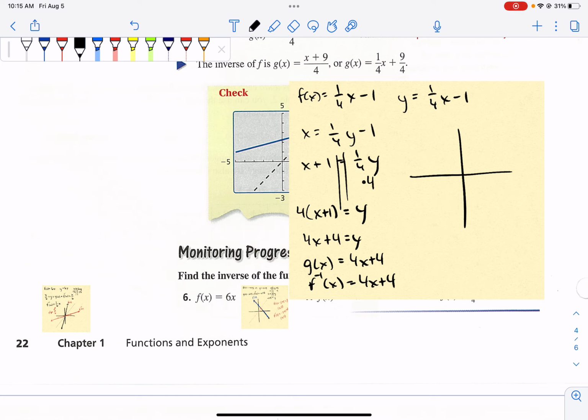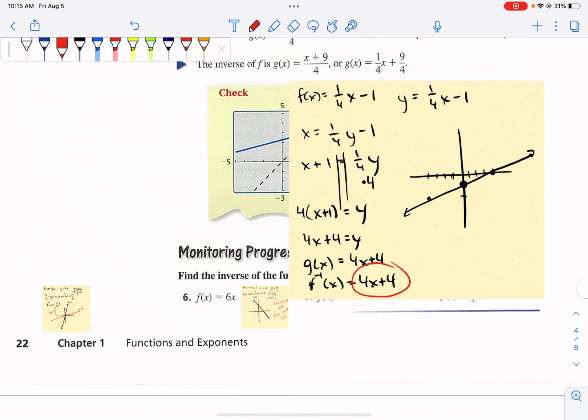My original function crosses at -1, and it has a slope of 1/4. So it goes up 1 over 1, 2, 3, 4, and it's going to go down 1 and over 1, 2, 3, 4 as well. So here's my original function right here. All right, now my inverse, sorry, it's not a new function, it's an inverse function.